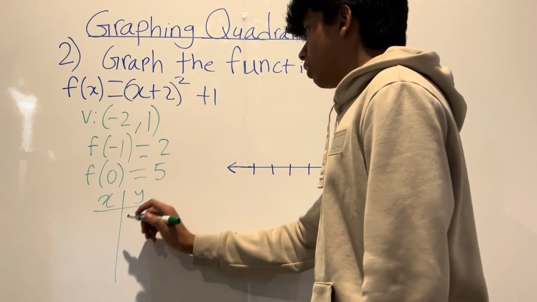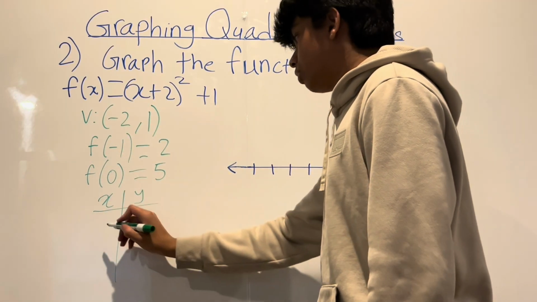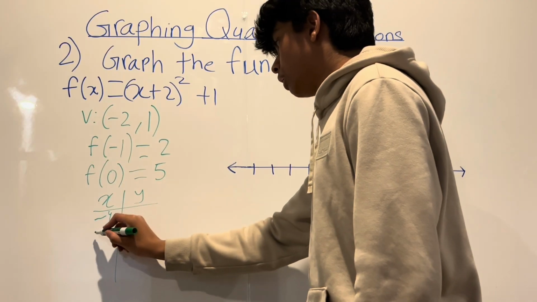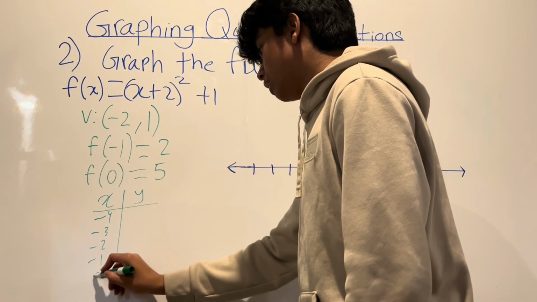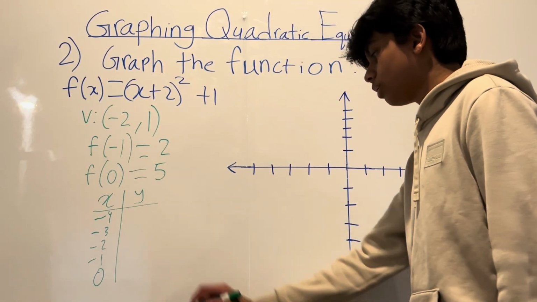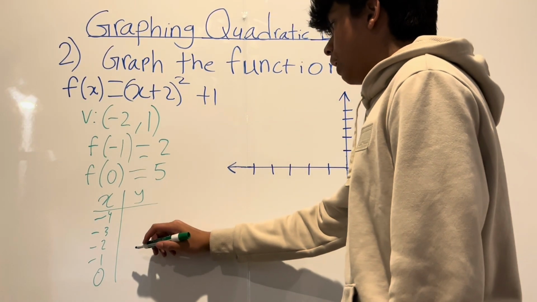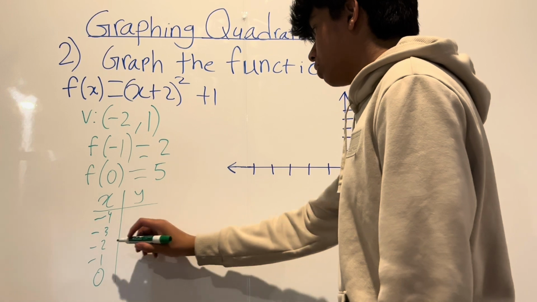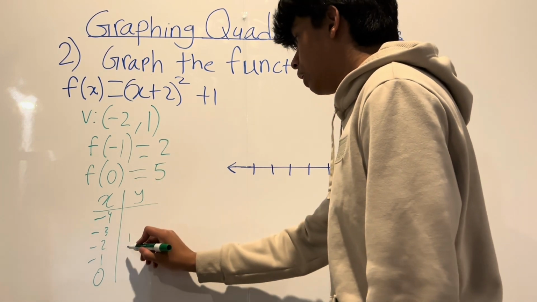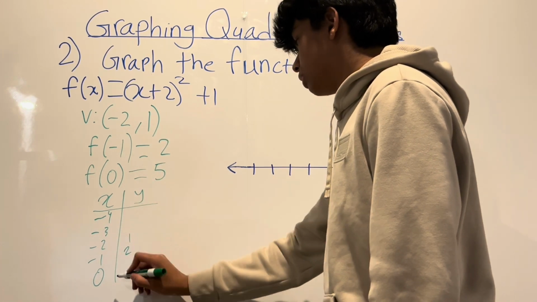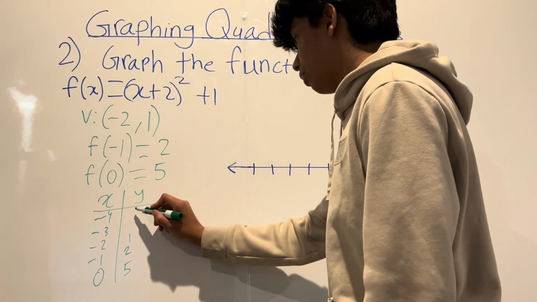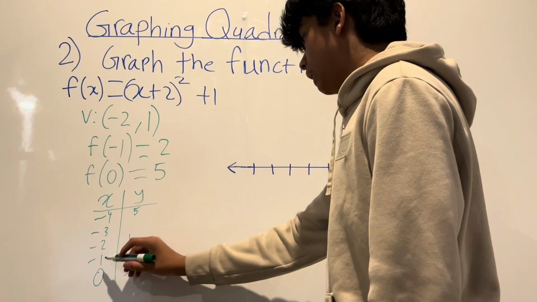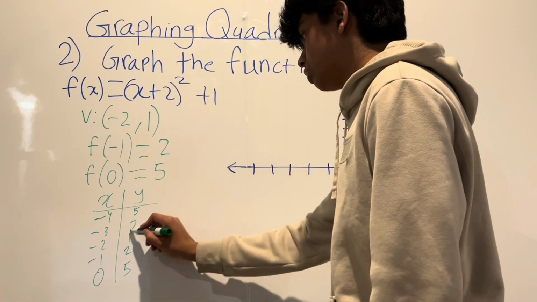So 2 points to the left of negative 2 is going to be negative 4, and then negative 3, negative 2, negative 1, and 0. So now we have these points, and now let's plug in our y values. So negative 2 is going to be 1, negative 1 is going to be 2, 0 is 5. So here again, 0 corresponds with negative 4, so this is 5, and -1 corresponds with -3, so this is 2.